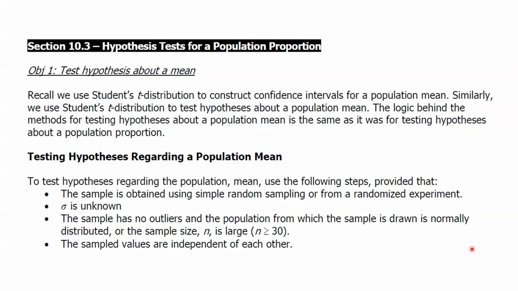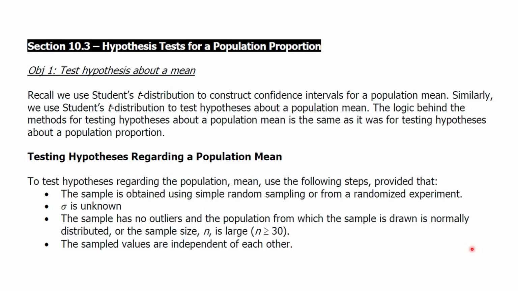The logic behind the methods for testing hypotheses about a population mean is the same as it was for testing hypotheses about a population proportion. The connection is that just like when we use the t-distribution to build confidence intervals for means in Chapter 9, we'll be using the t-distribution to test hypotheses about means. So the concepts are parallel.